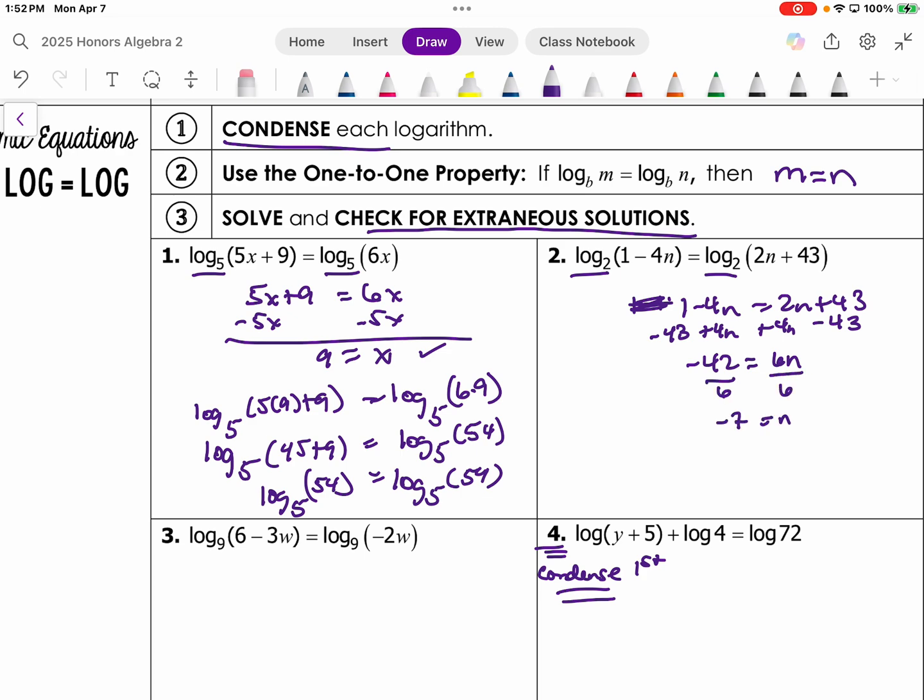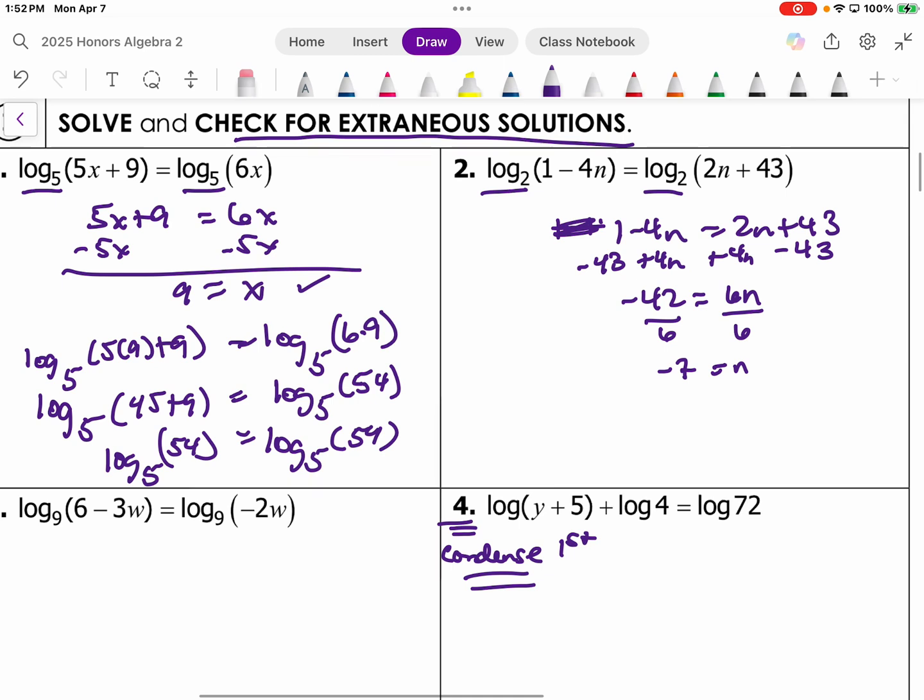Now, we don't freak out because n is a negative number right now. We have to plug it in to see, am I eventually taking the log of a negative number when it's all said and done through simplifying? So now we would go through in our check step: is log base 2 of 1 minus 4 times negative 7 equal to log base 2 of 2 times negative 7 plus 43?